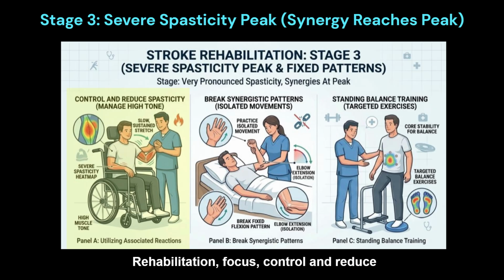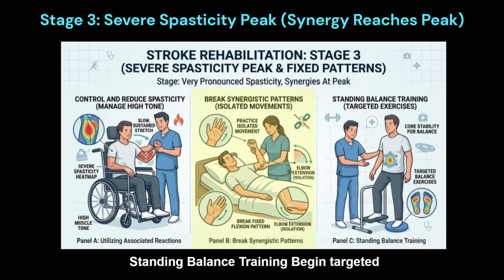Rehabilitation focus. Control and reduce spasticity. Manage high muscle tone through stretching, heat therapy, or medication. Break synergistic patterns. Practice isolated subtle movements that break out of the fixed patterns, e.g., reaching with an extended upper limb, opening the palm. Standing balance training. Begin targeted exercises to improve balance while standing.